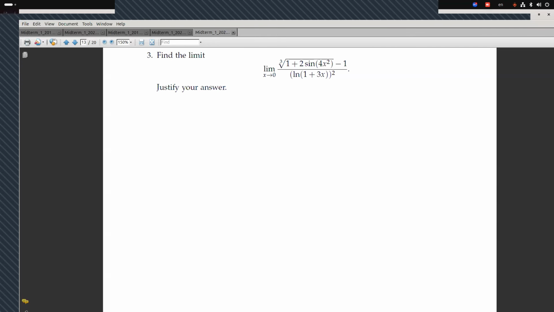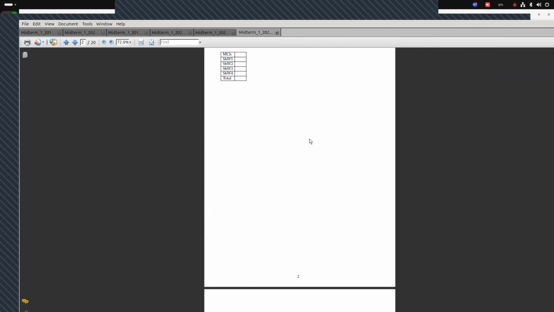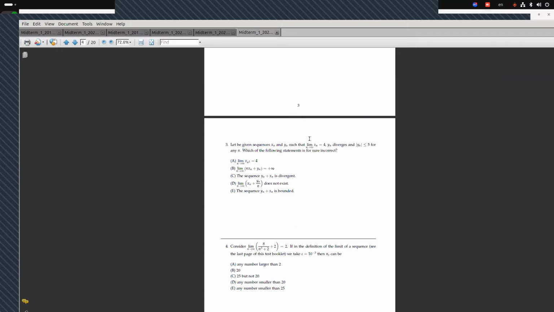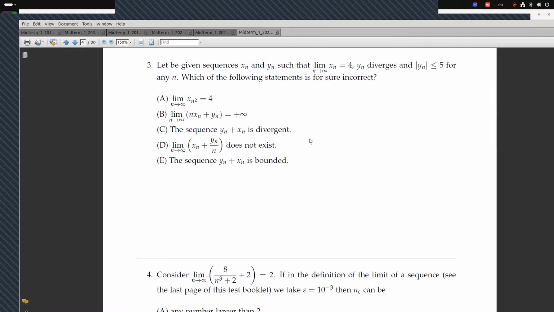2022 multiple choice number 3. We are given 2 sequences, xn and yn. The limit of xn is 4, but yn unfortunately is divergent. But still, yn is bounded: modulus of yn is less than 5. We have to find the incorrect statement.